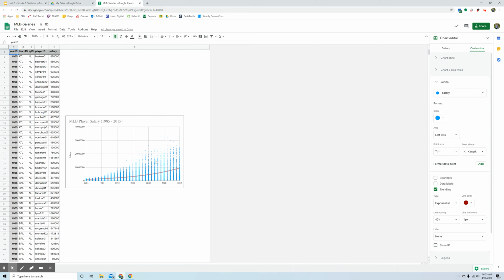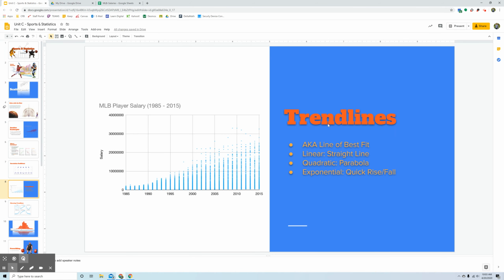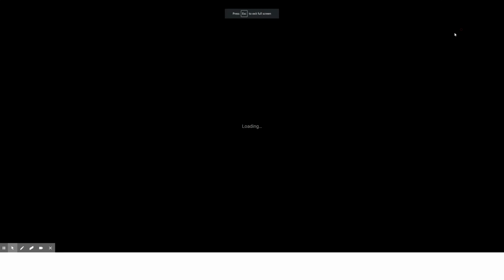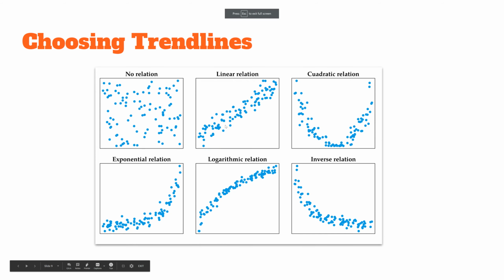So I want you to know that there are different types of trend lines. We have linear trend lines, exponential trend lines, and quadratic trend lines, and they all are going to be a little bit different. Okay, but we can choose trend lines by looking at the data. Okay, so again, there's no relationship with this, so there's not going to be a trend line, but we could do a linear trend line if it had a linear relationship, if the relationship looked like this.